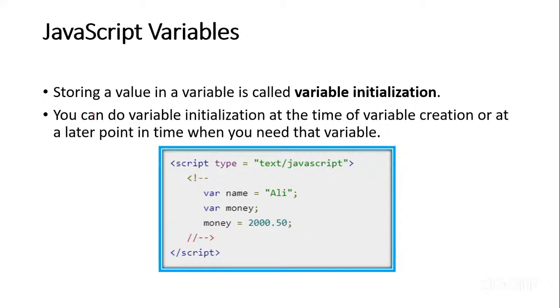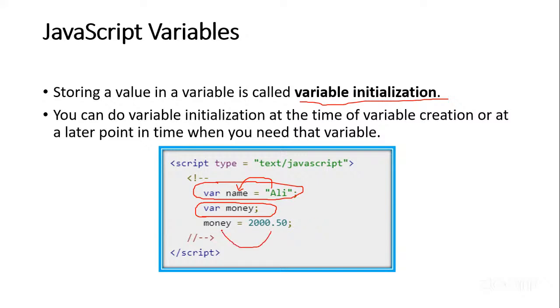Then, storing a value in a variable is called variable initialization. Variable declaration means we are just giving some variable name, not storing any value within it. That is called variable declaration. Whenever you store some value within that variable, that is called variable initialization. So here I am assigning some value to the variable name. This is called variable initialization.